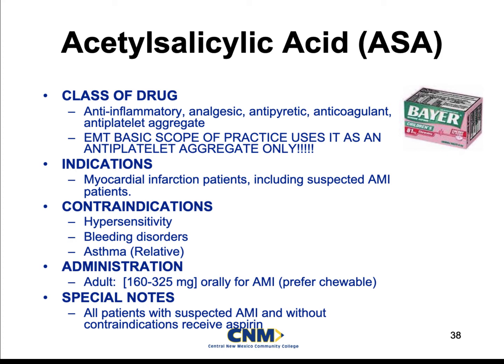Okay? Administration, we only give this to adults. Okay, we do not give this to pediatrics. It only goes to adults. All right. The adult dose is anywhere, and I'm sorry, I want you guys to change that. It's anywhere between 81 milligrams and 324 milligrams orally for anybody that's complaining of chest pain that we believe to be cardiac in nature. Okay? Now, aspirin, you guys can see, we prefer these to be chewed. Okay? So when we give this to our patient, yes, we are giving this orally, but we want this patient to chew up the pills that we're going to give them and then swallow.